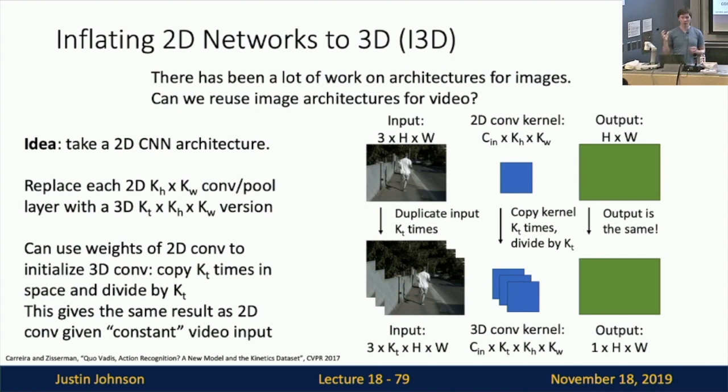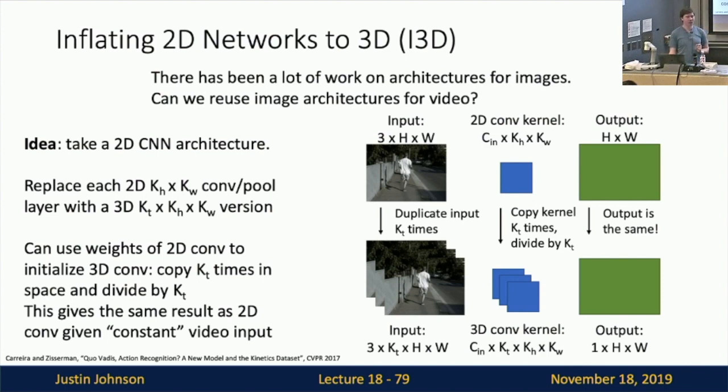So now, in order to initialize the weights of this inflated architecture using weights of the image version, what we're going to do is copy the convolutional kernels for each convolution layer t times in time. So we're not only adding this extra temporal dimension, we're actually just copying in time the weights of each convolutional layer and duplicating them in time. And then after you duplicate them in time, you divide them by the duplication factor.